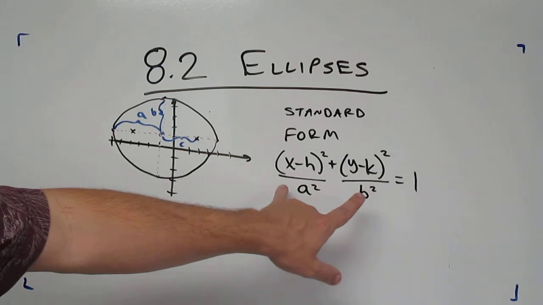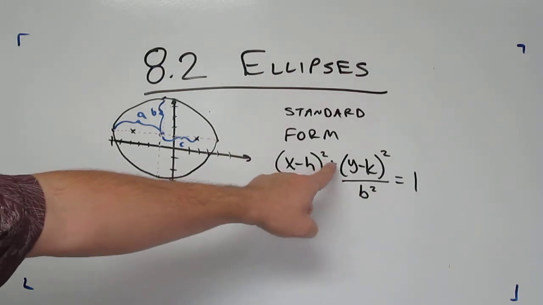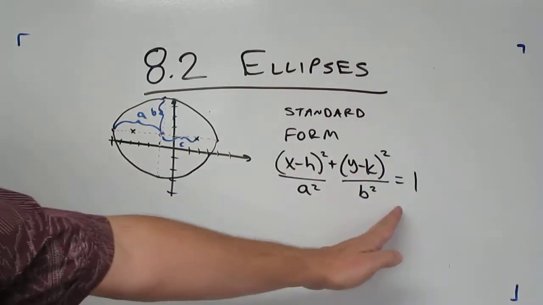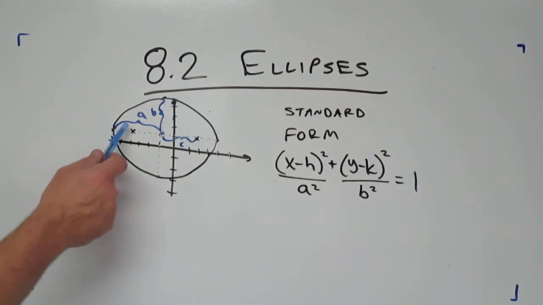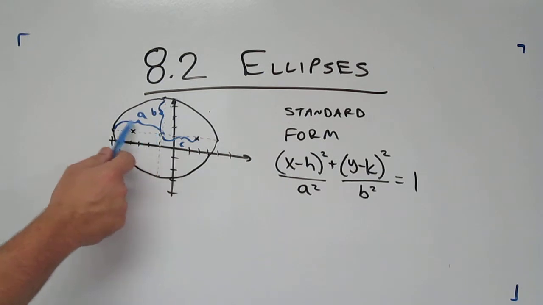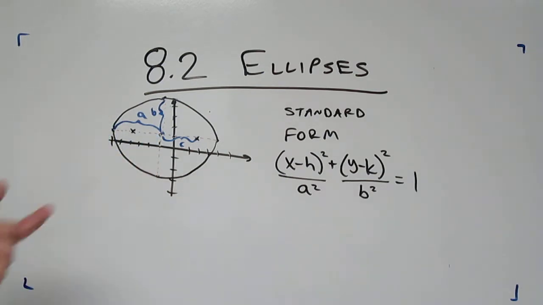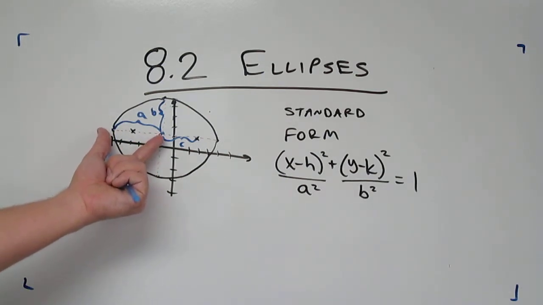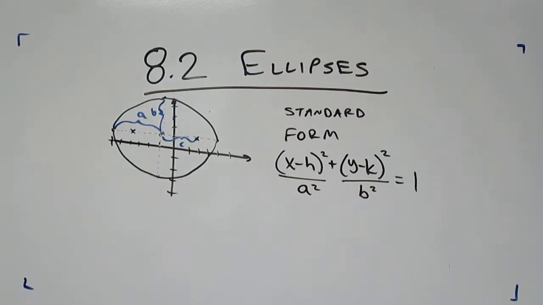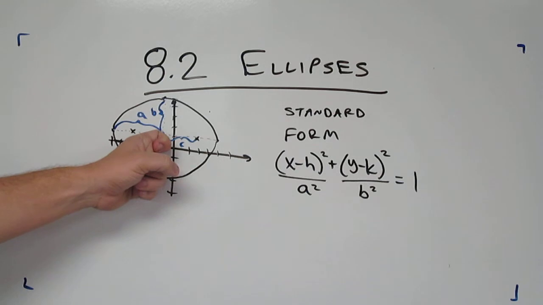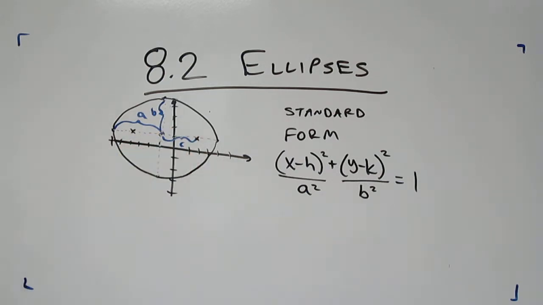If you look at the standard form, I have both the x term squared and the y term squared, and the whole thing is going to equal 1. I drew in a couple of different values. A is the distance from the center to one of the, what's called a vertex in an ellipse, one of the vertices. B is the distance from the center to a different one. And C, by the way, is the distance from the center to the focus.